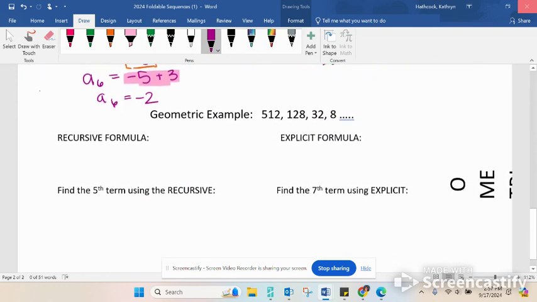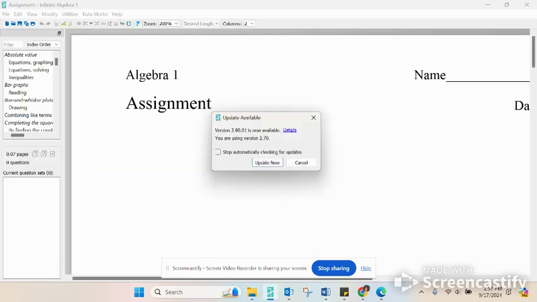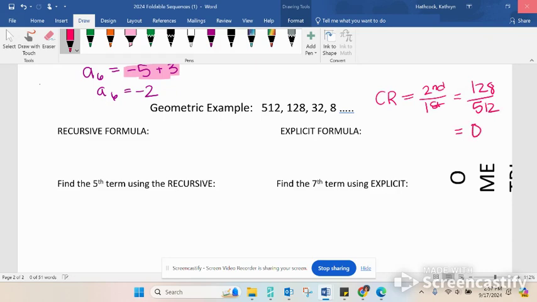Now we have a geometric example. If I need to find my common ratio, because again, common ratios go with geometric, I'm going to take my second number and I'm going to divide by my first number. My second number in this case is 128, and I divide by 512. If I put that in my calculator, it's going to give me 0.25, which is the same as 1/4. I'm going to use the 1/4.